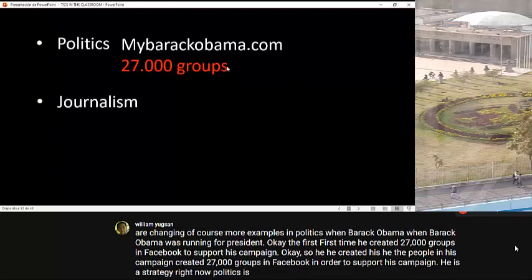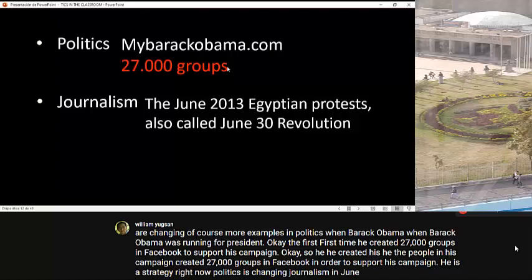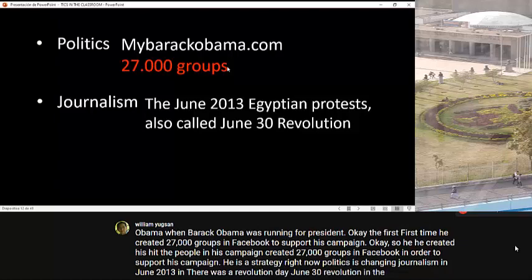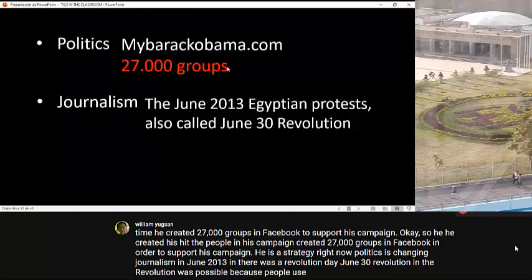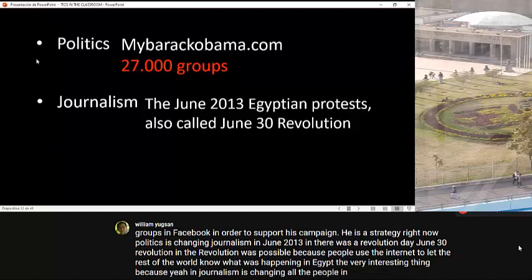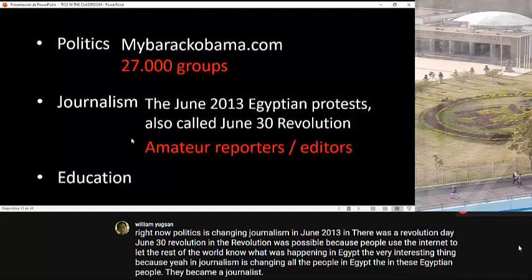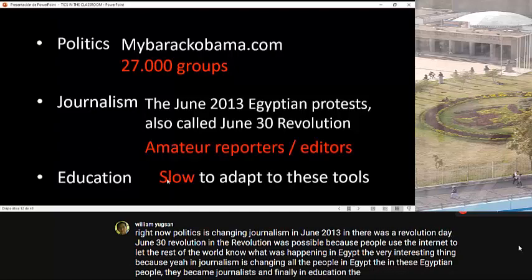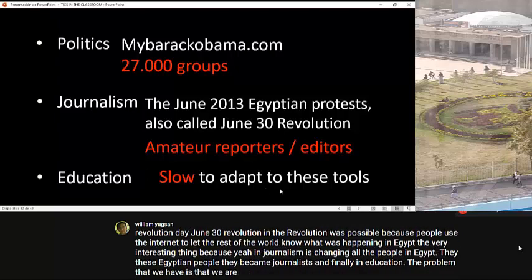Politics is changing. Journalism: in June 2013, in Egypt, there was a revolution, the June 30 revolution. That revolution was possible because people used the internet to let the rest of the world know what was happening in Egypt. It's a very interesting thing because journalism is changing. All the Egyptian people became journalists. And finally, in education, the problem that we have is that we are slowly adapting to these technological tools. Little by little, we are adapting to these tools.